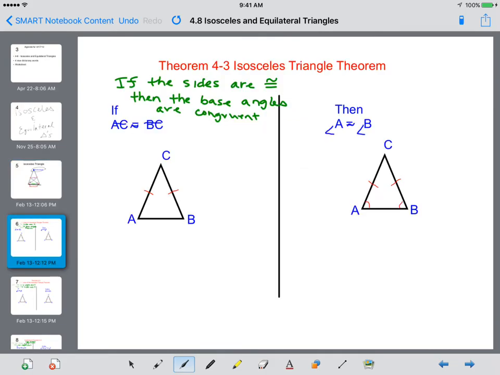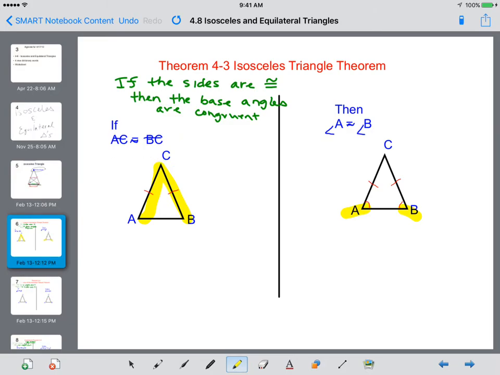So we have a theorem for 4-3 isosceles triangle. If the sides are congruent, then the base angles are congruent. That is what this is saying. And these symbols are off a little bit. That's supposed to say if AC is congruent to BC, then angle A is congruent to angle B. So if this side is congruent to that side, then the two base angles are congruent.